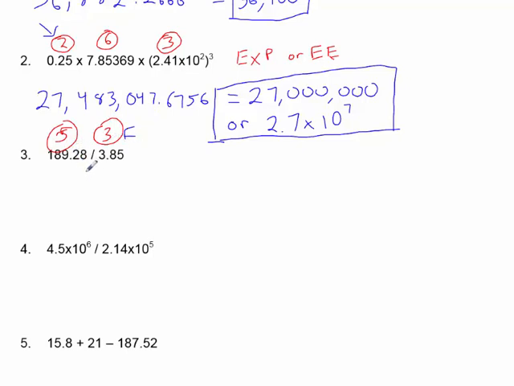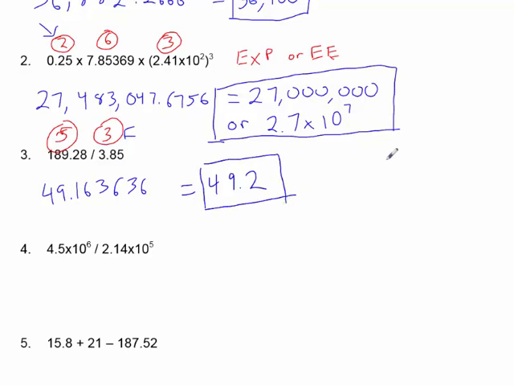However, if we divide this, we find out that it is equal to 49.16366, and so on. 6's going on forever, a repeating decimal. Again, most of those are not significant. We only want the first 3, and that is going to equal 49.2. That will be our answer in the correct number of significant figures.